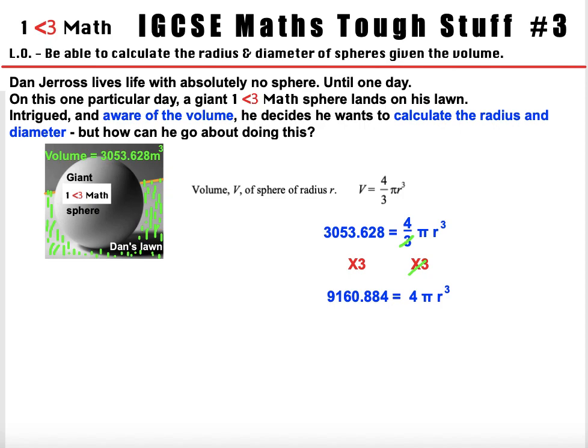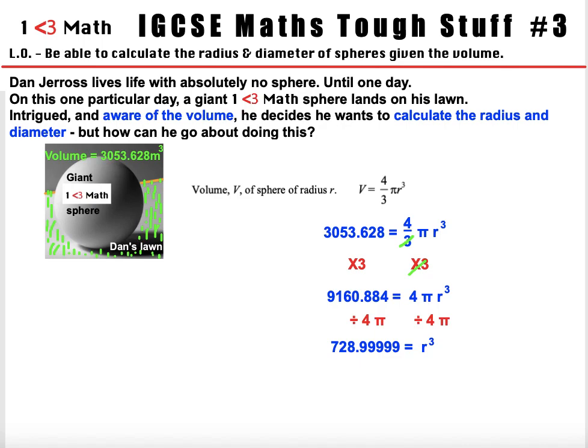So our next move now, yes, you could divide by 4, but actually we need to divide by 4 pi. So we're going to divide both sides by 4 pi. We're working backwards through BIDMAS. So here we go with the division of 4 pi. So that leaves us with 728.99999 to 5 decimal places, and that's the value of r cubed.